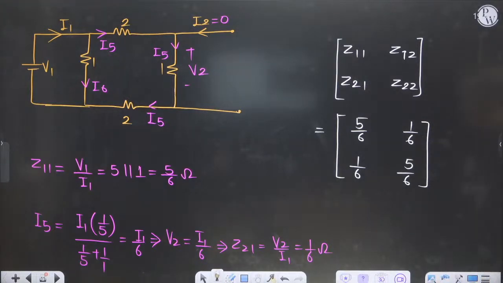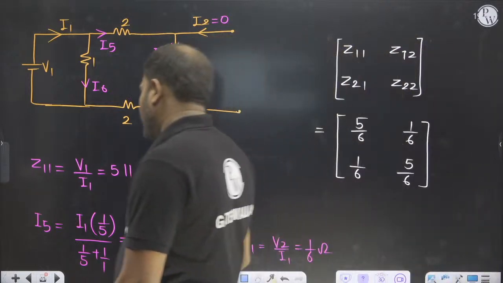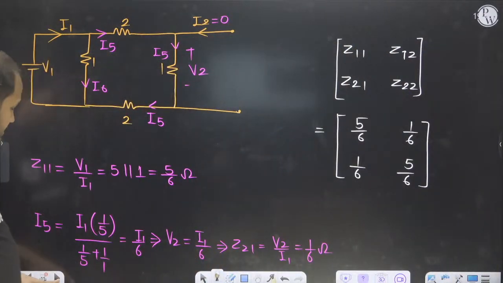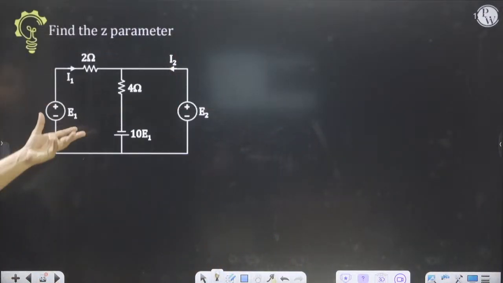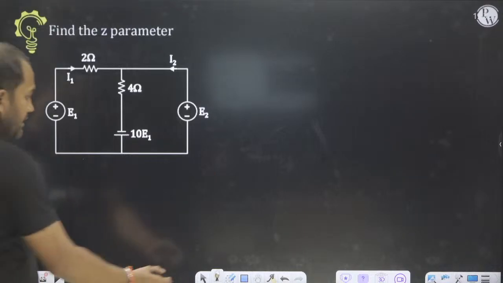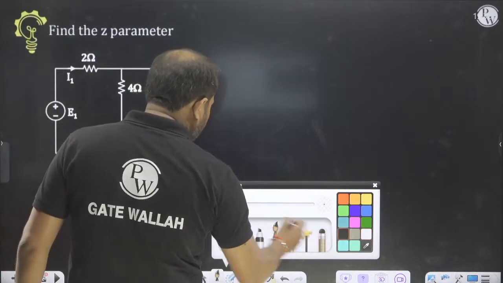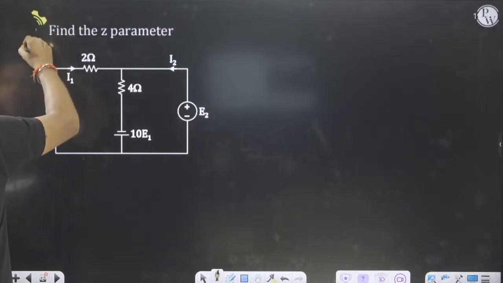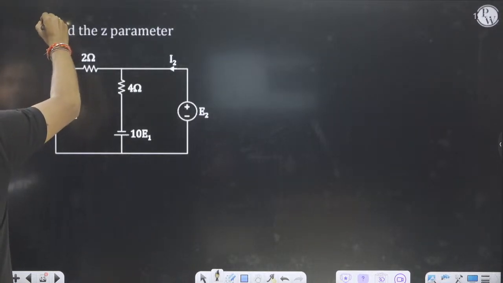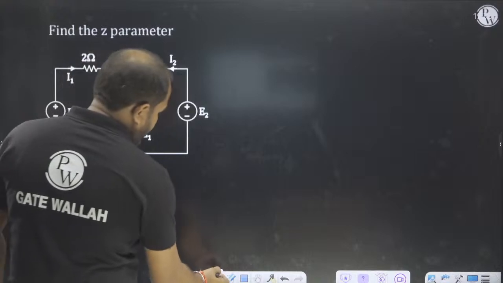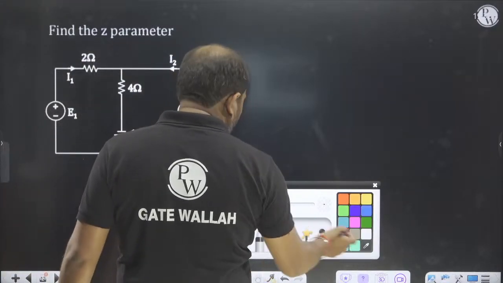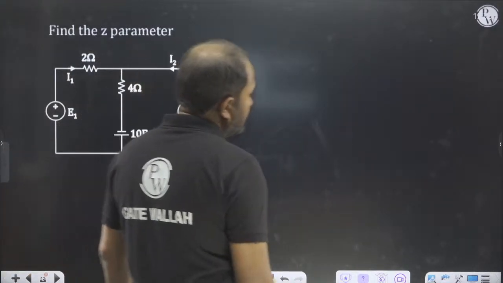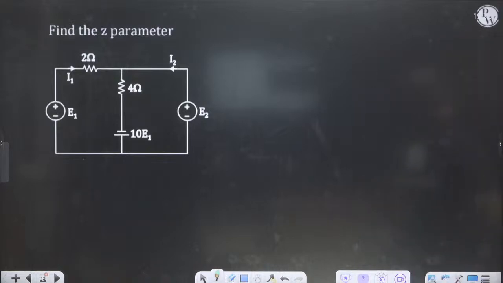It is a very easy question. The second one is a dependent source type question. So you have to give the answer for the dependent source type question. You can pause the video and solve this question, then after that you will get the answer.